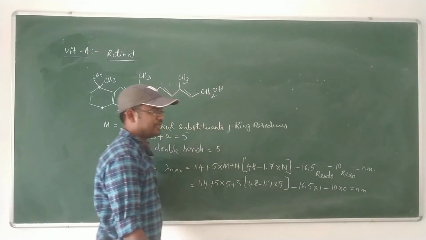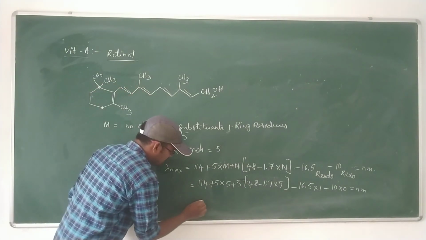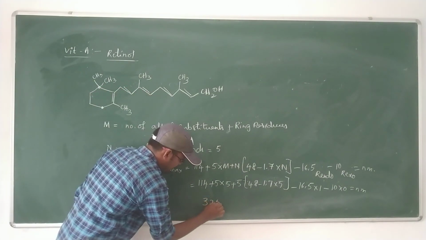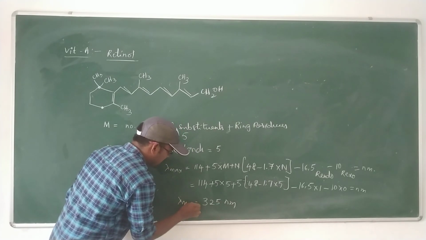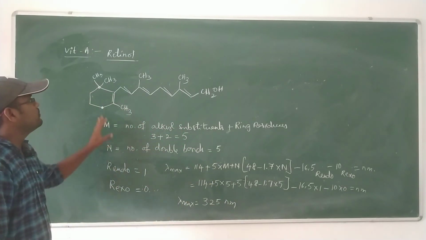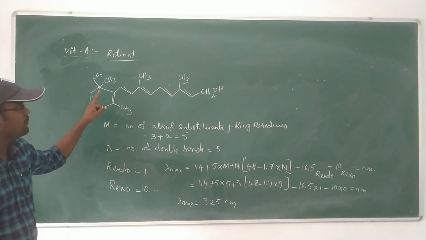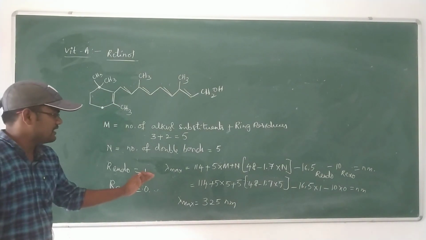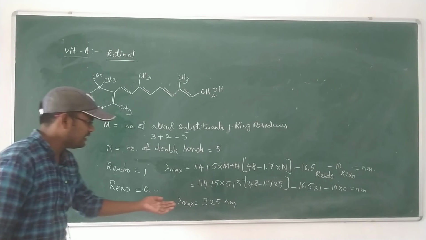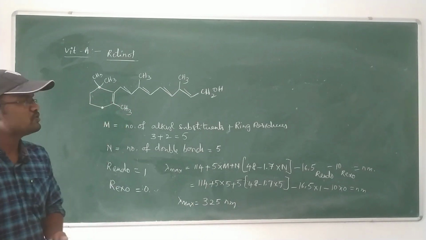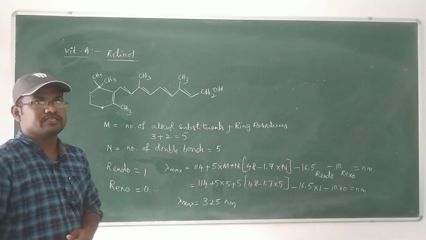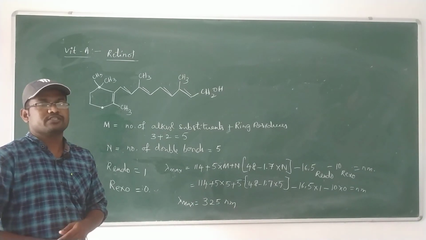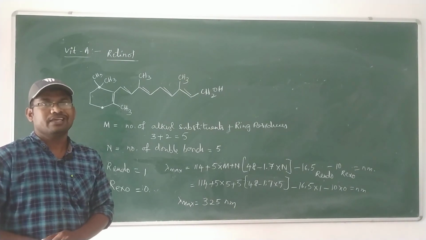According to this, we get an approximate value of 325 nanometers. So this is the calculated lambda max value, 325. So for retinol, the polyene lambda max calculation according to the Fieser-Kuhn equation gives 325. So this is the Fieser-Kuhn equation and calculations. In the next video we will discuss Fieser rules for enone chromophore.